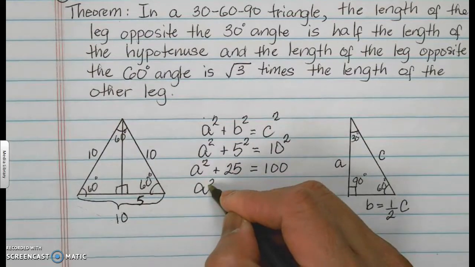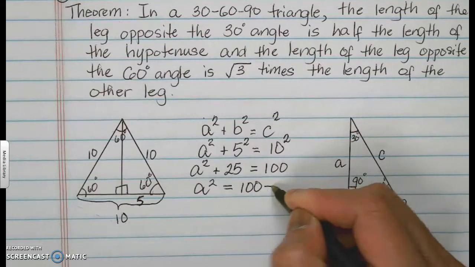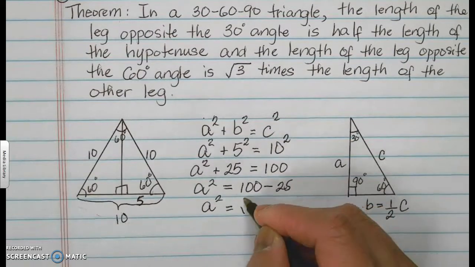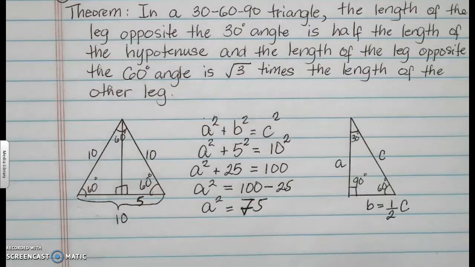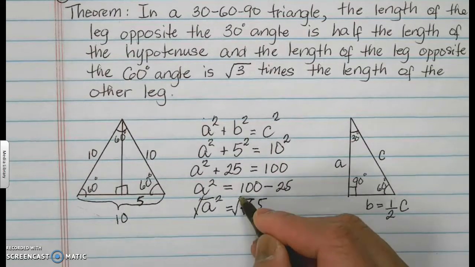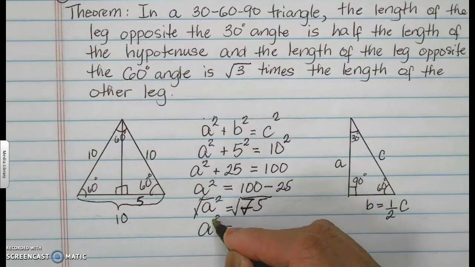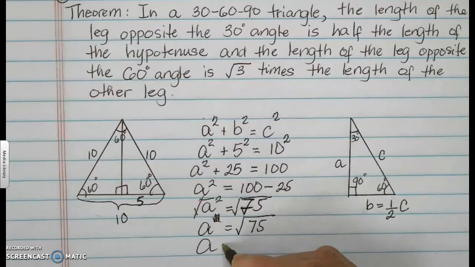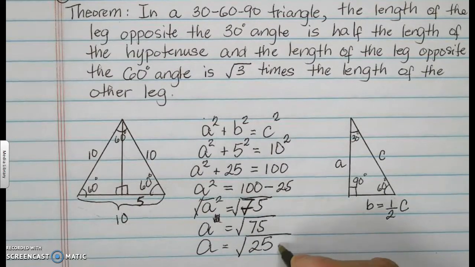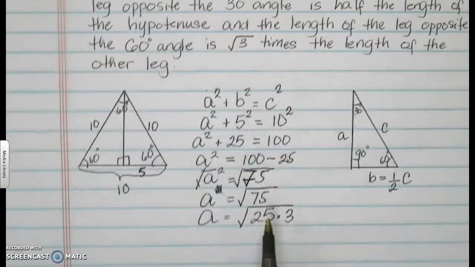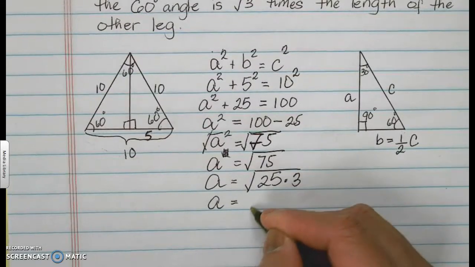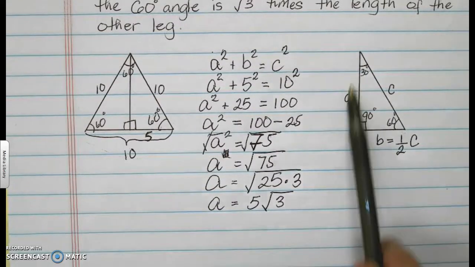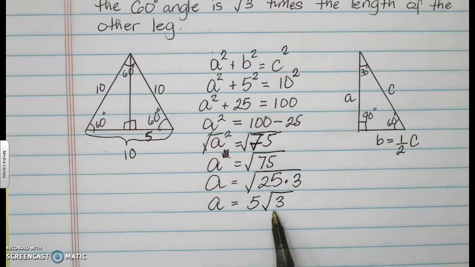So your A squared is actually going to become 100 minus 25, thereby having it as 75. If I'm looking for A, then I need to get the square root on both sides, and A is square root of 75. And we all know that that is equal to square root of 25 times 3, and 25 is a perfect square. Therefore, my A is 5 square root of 3. According to the theorem, A is going to be square root of 3 times the B.